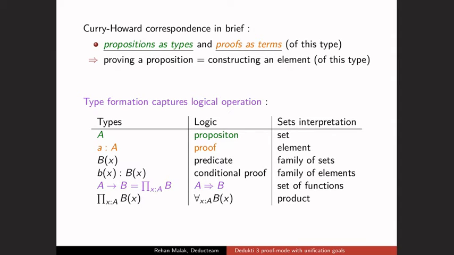For example, if you look at the violet line in the table, you will see that the function type with the arrow is interpreted as the logical implication. And if you look at the line below, the dependent product is interpreted as the logical universal quantifier.